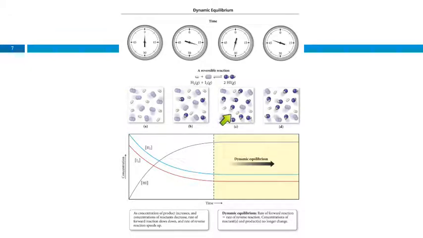And it will continue, and we're getting more product, and then after a while, the amounts of reactant and product are the same now. Because what's happened is the product concentration has increased to a point, and the reactant concentrations have decreased to a point where the forward and the reverse reactions are occurring at the same rate. And so then the concentrations remain constant.